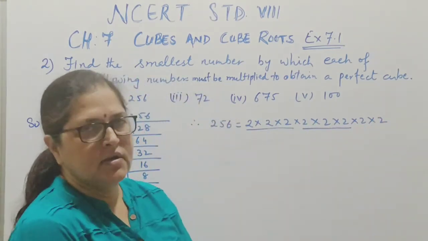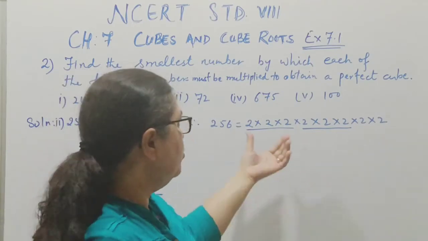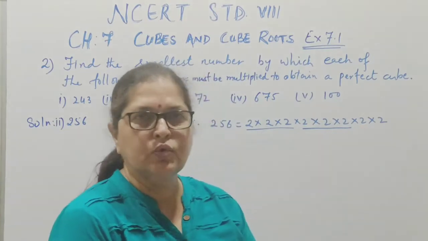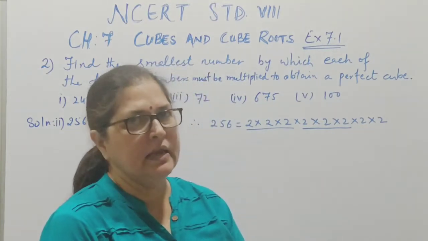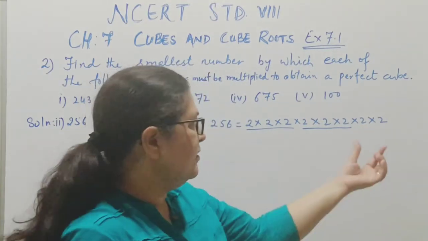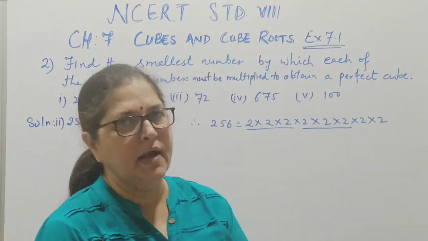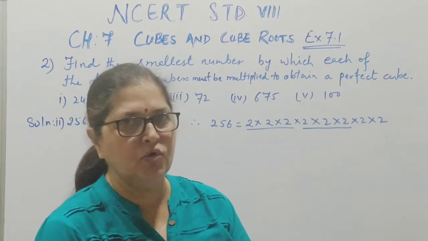Here in the prime factorization of 256, two triplets are complete, and in the last one, 2 2's are there, so we need one more 2 to complete this triplet. Hence 256 must be multiplied by 2 to get a perfect cube number.